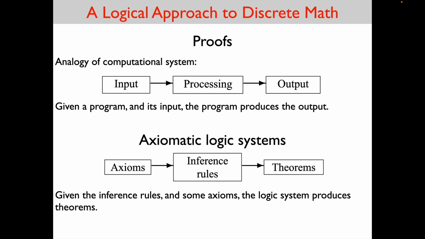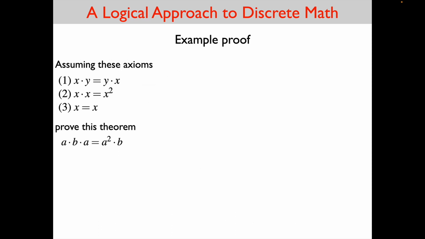Okay, so let's see how that works. Our 3 axioms are numbered 1, 2, and 3, and we're going to use the inference rules to prove this theorem from these axioms. The theorem that we're going to prove is a times b times a equals a squared times b. Now this is obviously trivial from an algebra math point of view, but the purpose is to illustrate the process by which we use inference rules to produce a theorem from a set of axioms. So here we go. The thing that we want to prove is a times b times a equals a squared times b.